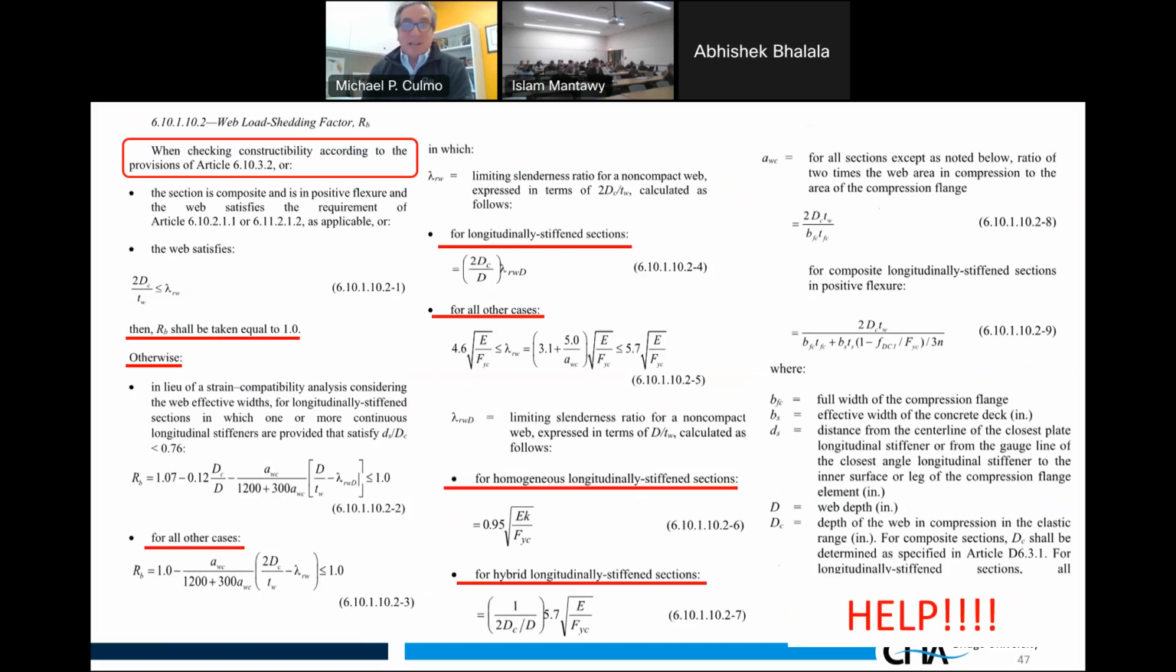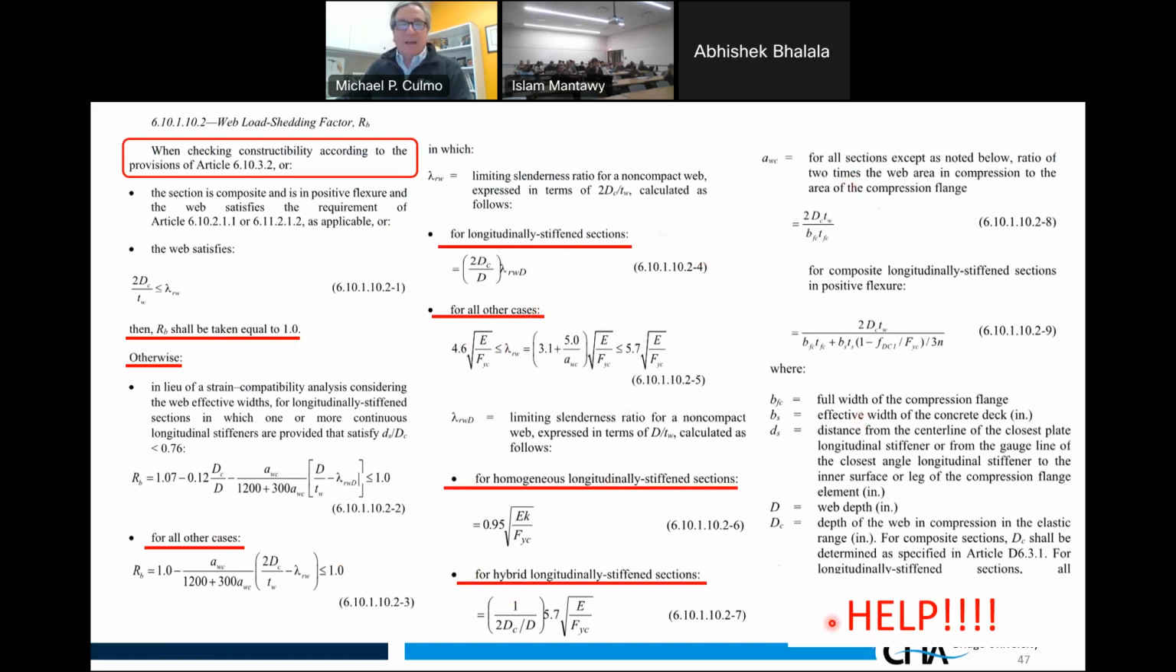When checking constructability according to provision article 610.3.2 or blah, blah, blah, then RB shall be taken equal to, otherwise, I'll point to these things. So you've got an "otherwise," which is the same as an "or otherwise." For all the cases, for longitudinal stiffness sections, for all the cases, homogeneous longitudinal stiffening curve, blah, blah, going through this whole thing, I put down "help."